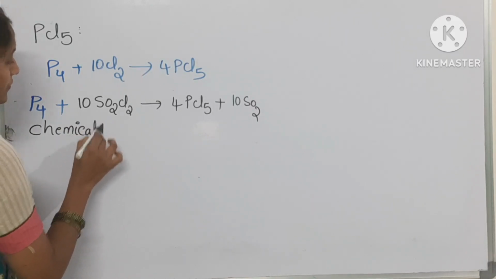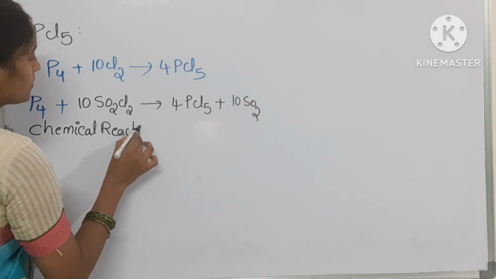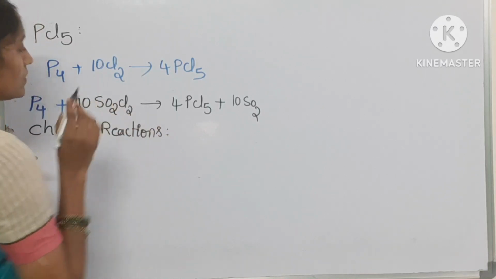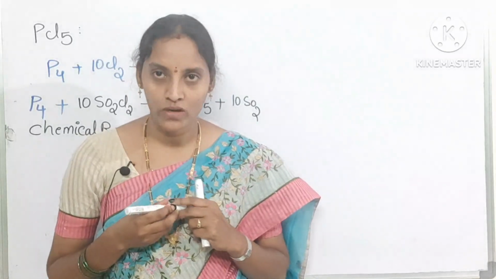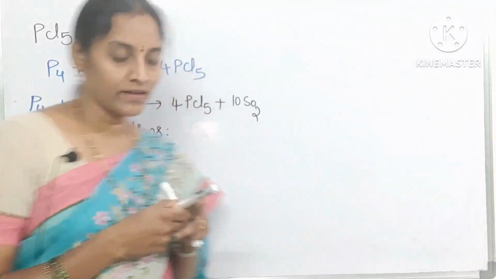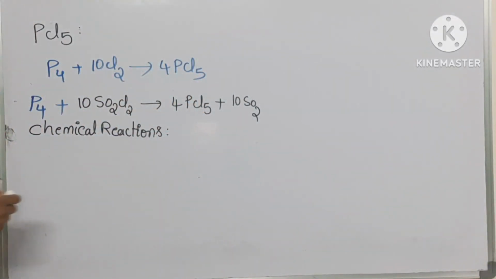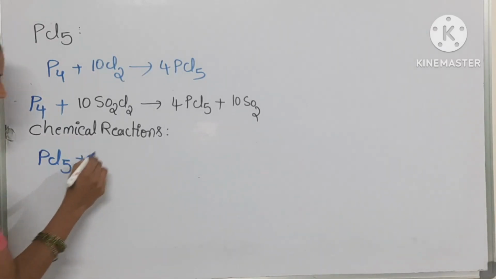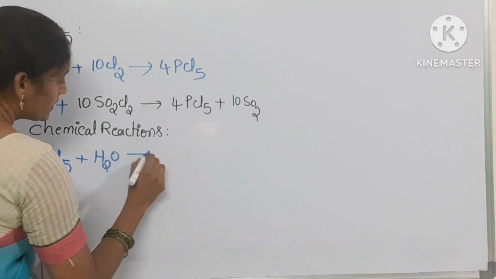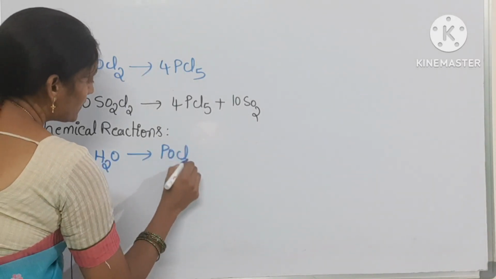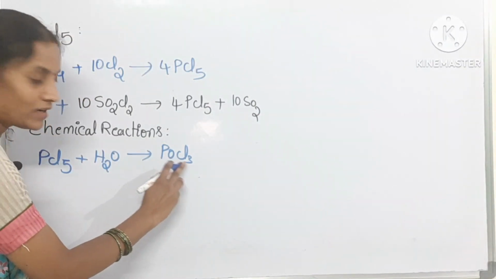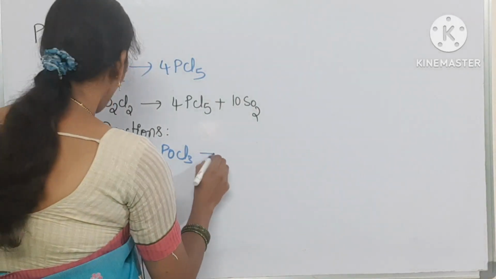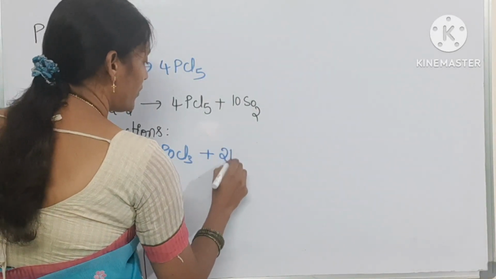Chemical reactions, if you see, this phosphorus chloride also reacts with water present in the moist air. That reaction takes place in two steps. PCl5 reacts with water. First, it will give you POCl3, phosphorus oxychloride, and next, 2 moles of HCl.